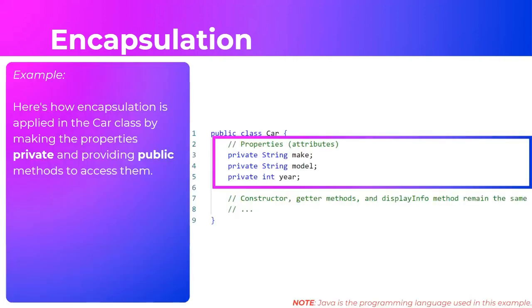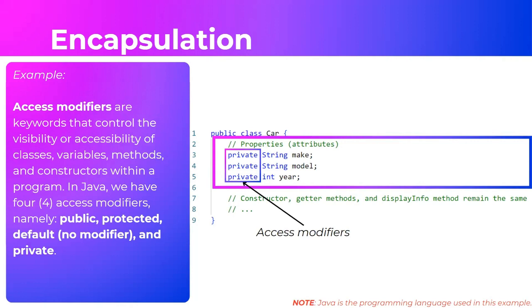So let's have that example again, our Car class. Here we set our properties to private, as we've mentioned, because we don't want them to be easily accessed by just anyone. We want them to be properly managed within our class. That's one of the reasons why we are creating getters and setters. Access modifiers are keywords that control the visibility or accessibility of our classes, attributes, methods, and even our constructor within our program.